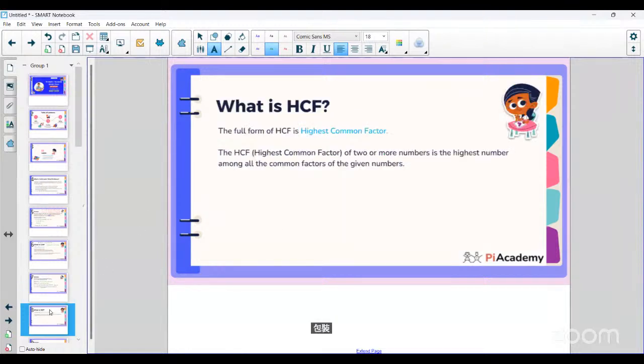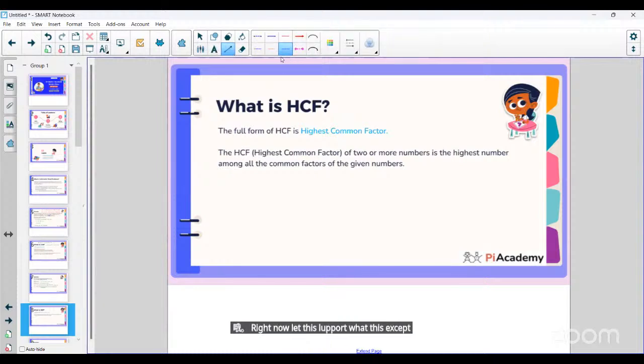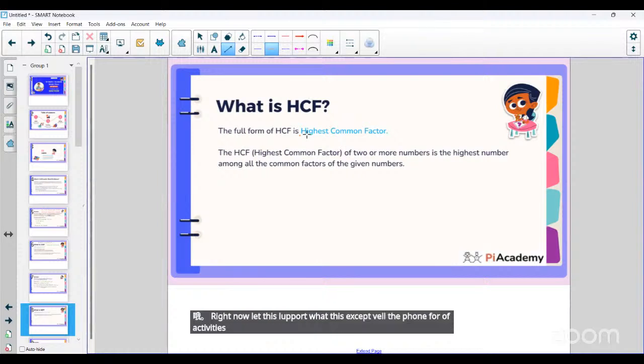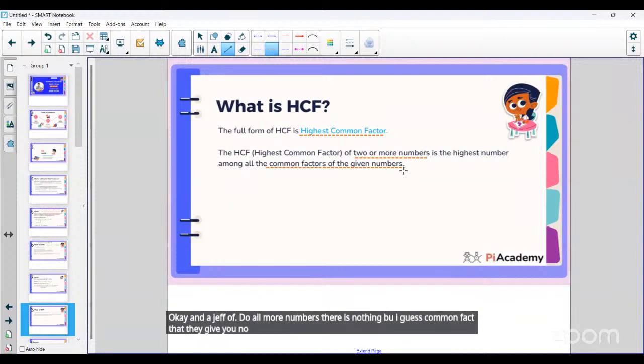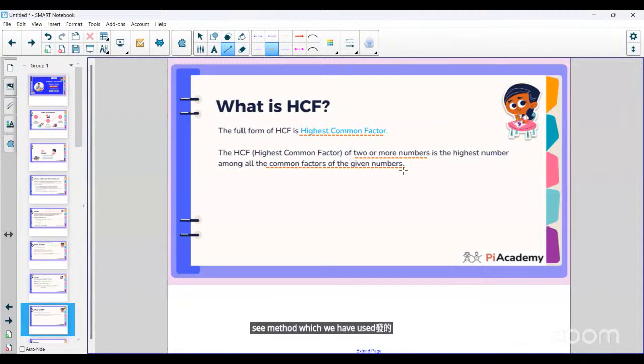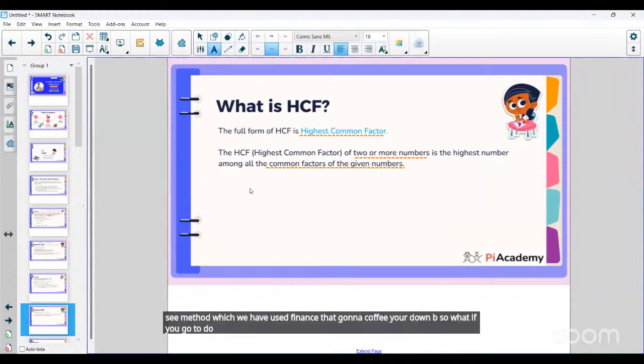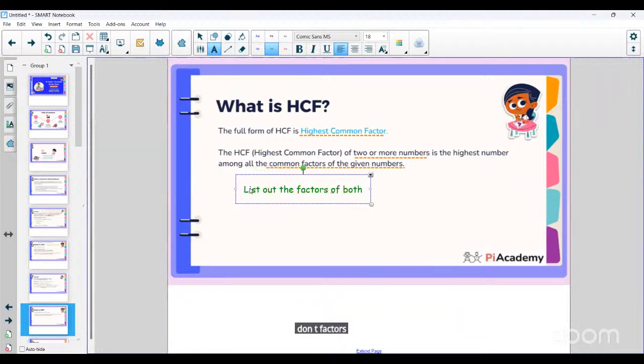All right. Now, let us look at what HCF is. The full form of HCF is highest common factor. The HCF of two or more numbers is nothing but the highest common factor among the given numbers. Again, the exact same method which we used to find the LCM, we are going to copy it down for HCF. So just like LCM, we will list out the factors of both.